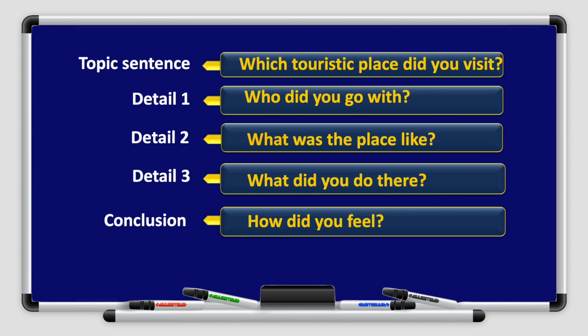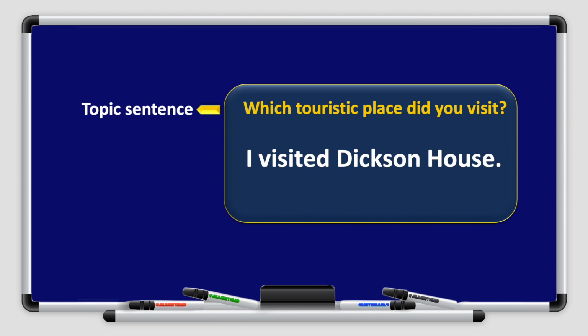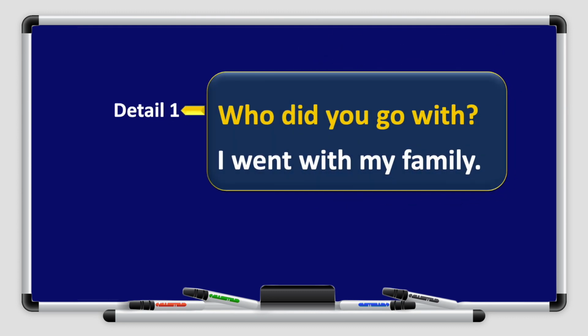This is a very neat and correct graphic organizer. Now, what is the topic sentence here? Which touristic place did you visit? I visited Dixon House. Correct. That's a very good answer. Now, detail number 1. Who did you go with? I went with my family.